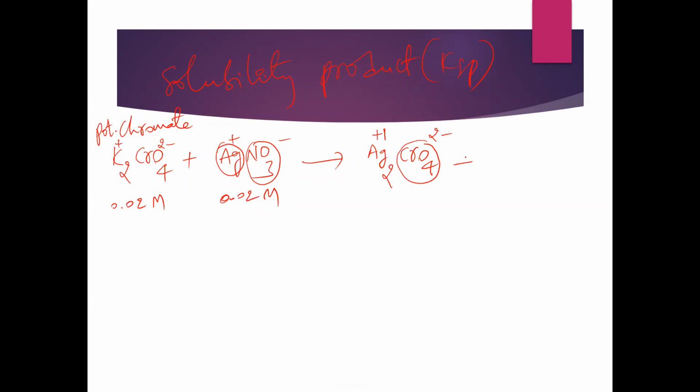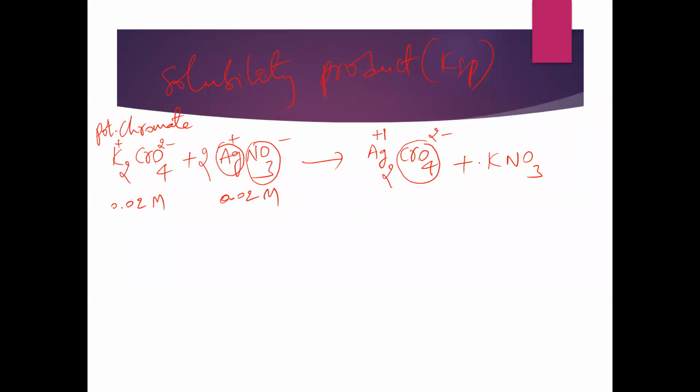And also, what will combine with what? K+ ions will combine with NO3-. Then KNO3 will form. Here there are 2 K, so 2 NO3 are needed. So how many moles of AgNO3 are required? 2 moles. So 2 moles of AgNO3 and 1 mole of K2CrO4 will combine to form Ag2CrO4.